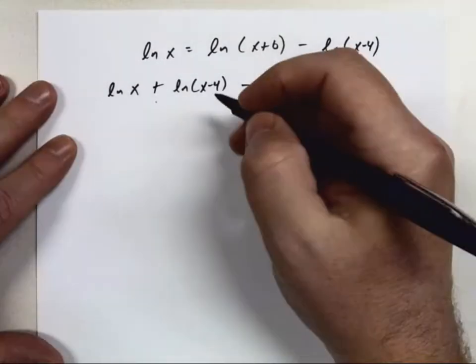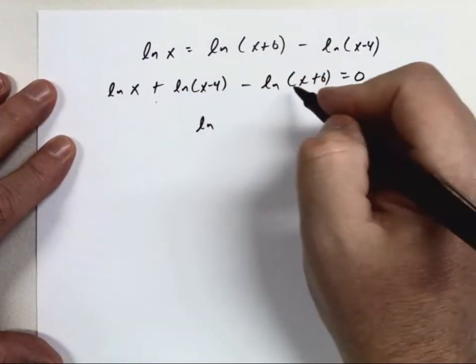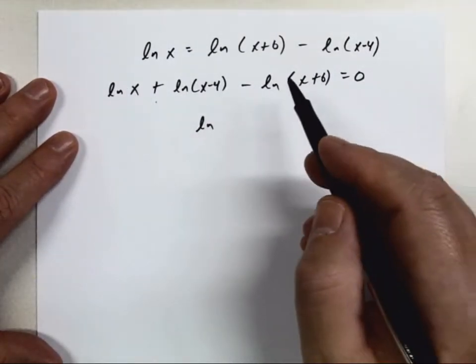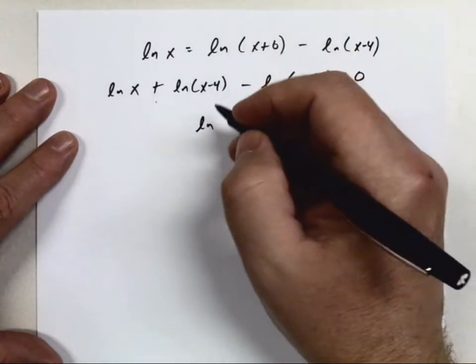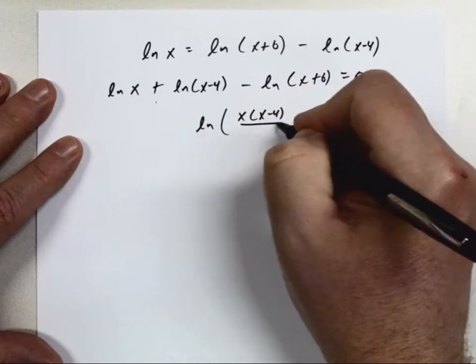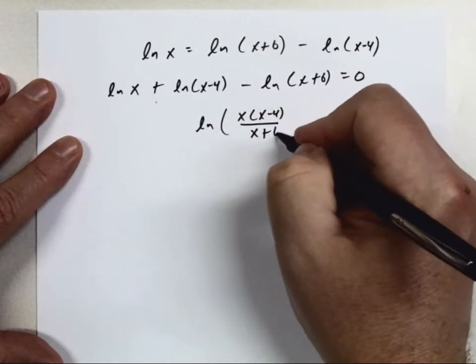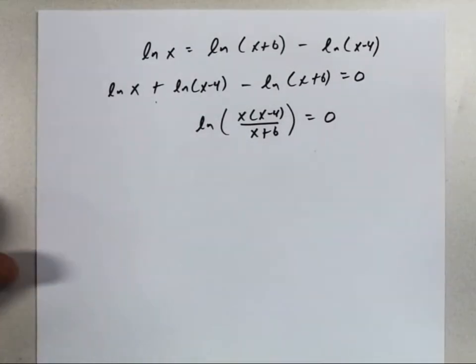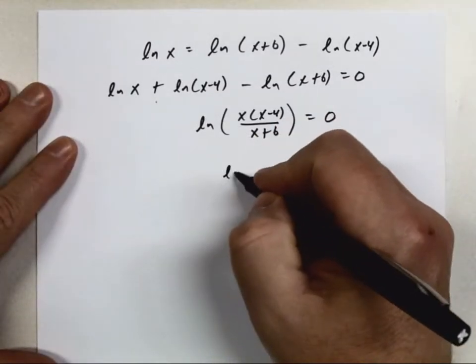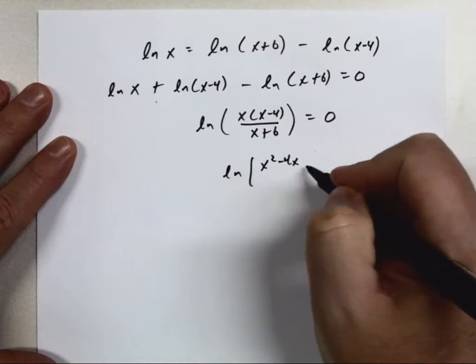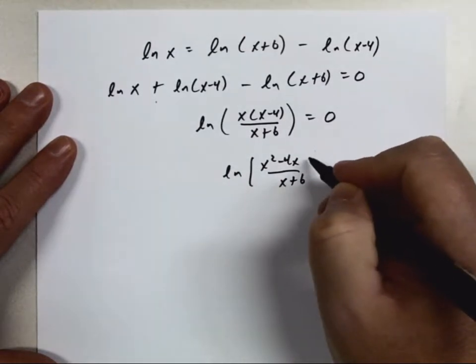If I combine them into one log term, same base, no coefficients. The key is the positive terms go on the top of the fraction, the negative ones go on the bottom. So it's going to be x times x minus 4 over, if I multiply out the parentheses, x squared minus 4x over x plus 6.